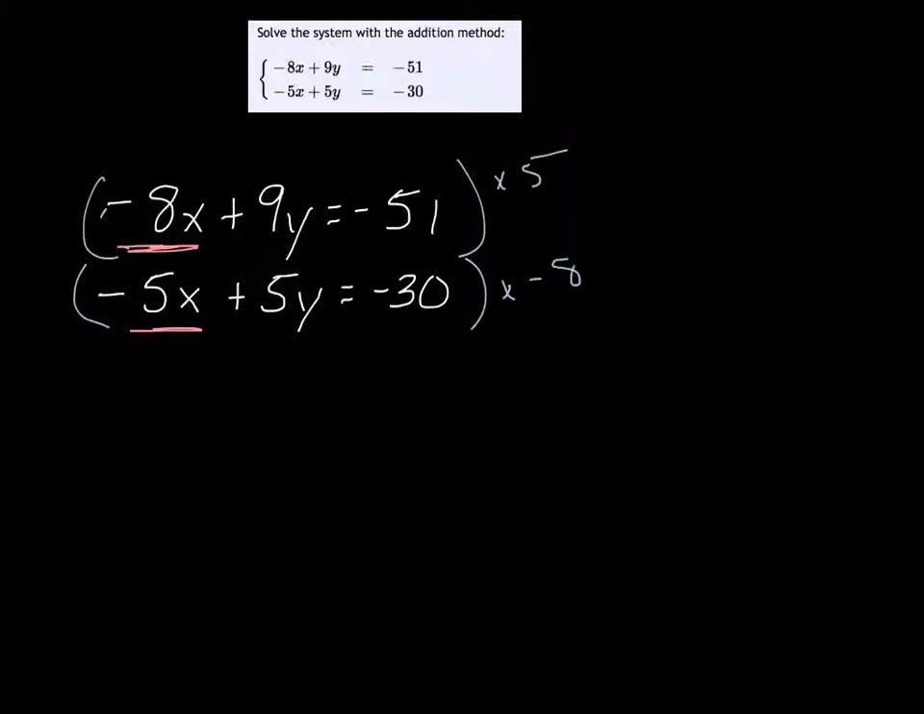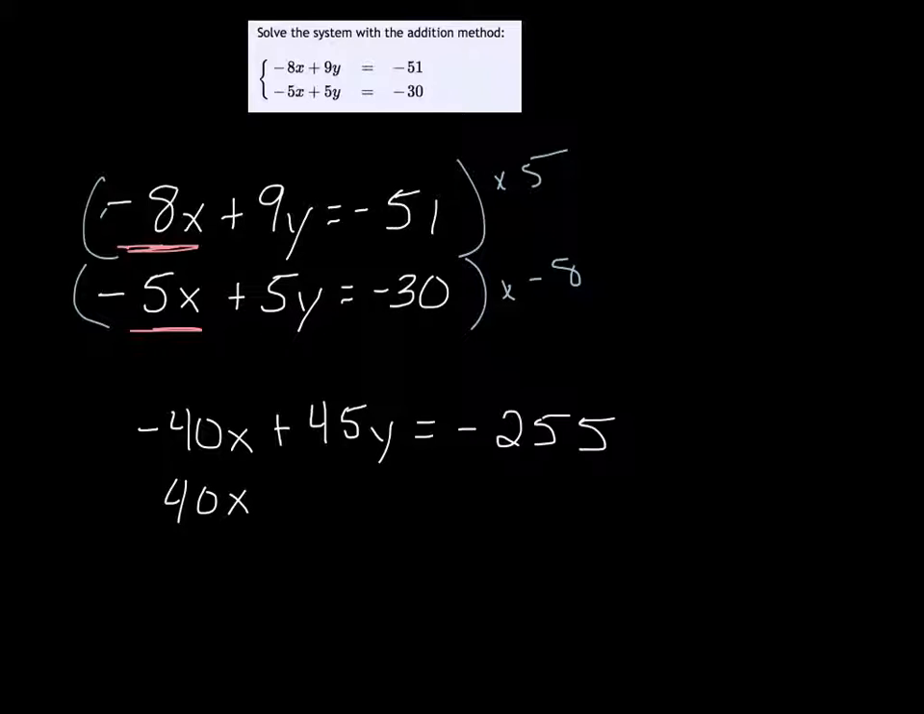So when I multiply the first equation by 5, what I'll get is negative 40x plus 45y equals negative 255. And then for the second equation, every term I'm going to multiply by negative 8. So negative 8 times negative 5 is a positive 40x. And again, this is what I was looking for, the x terms to have opposite coefficients. But moving right along, then I'll get negative 40y, and it's going to equal a positive 240.